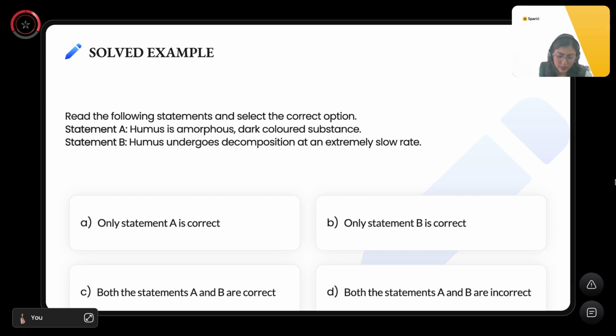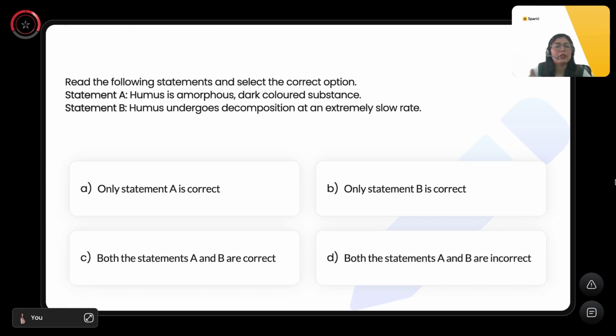Next question says it's a statement based question. They're asking which of the statements is correct. So statement A says humus is amorphous, dark colored substance. Statement B says humus undergoes decomposition at an extremely slow rate. Now यहाँ पे बेटा जो statement A and statement B है ये दोनों statements absolutely true है, correct है. क्यों? क्योंकि what is humus?